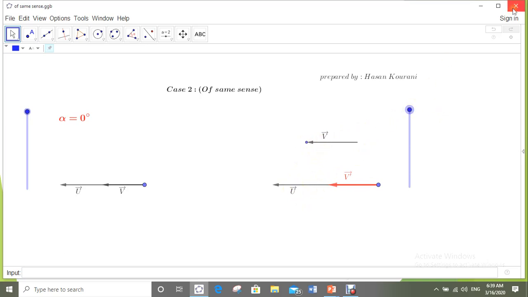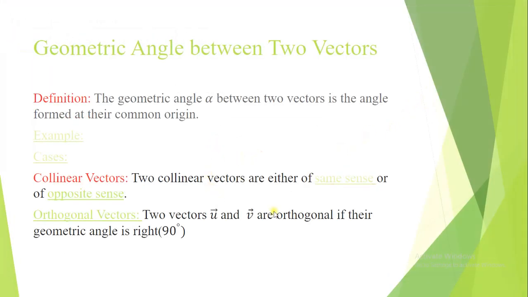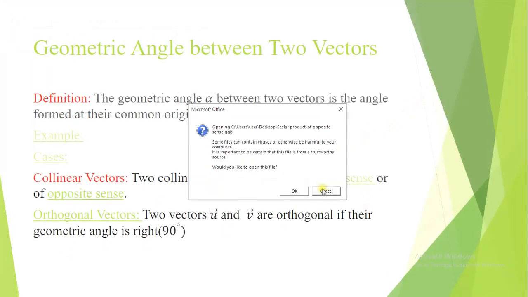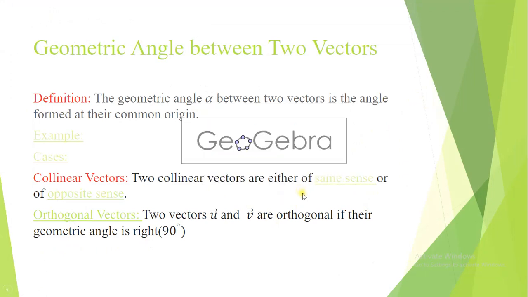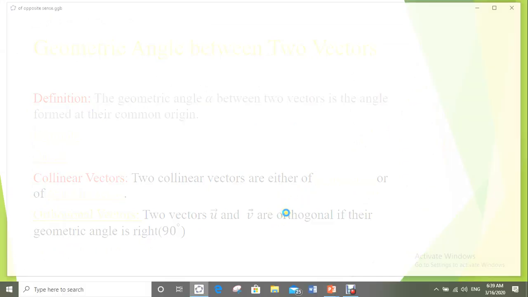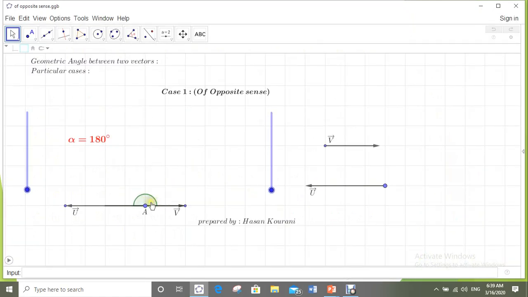Okay. In the second case, if we have two vectors of opposite sense, okay, this is the case. They have the same origin, so according to the definition, the geometric angle between them is this one, which is clearly a straight angle, so it's 180. We can see this by making this animation. It's 180. In fact, once they have opposite sense.